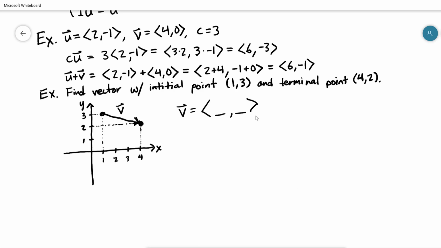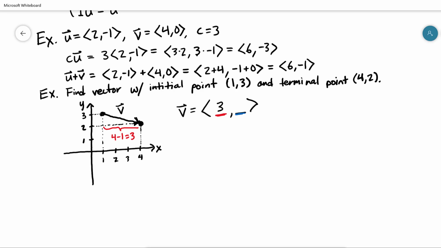The first number needs to correspond to the horizontal distance. Let's do it in color. I need that distance. How far did this thing travel horizontally? Well, you can see it started at an x-coordinate of 1. It wound up at an x-coordinate of 4. If I take the difference and do 4 minus 1, we get that length, 3. And so that's what this number needs to be, 3.